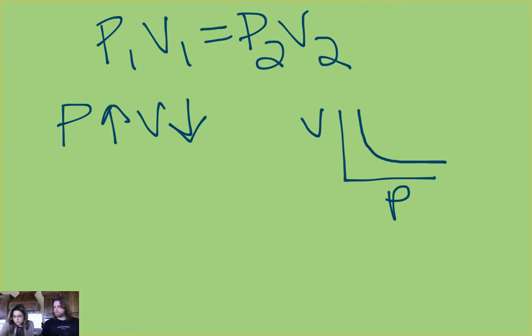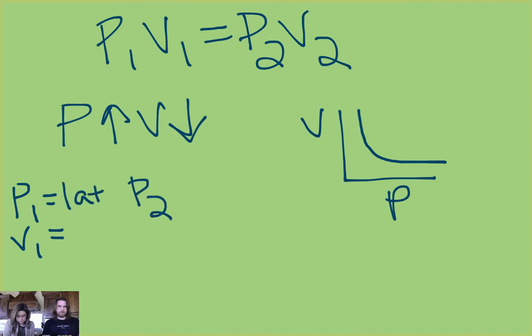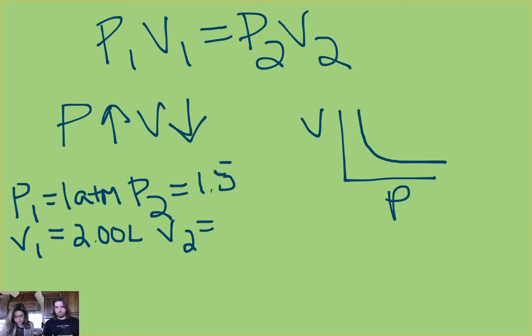All right, let's do a practice problem. Let's say we've got a pressure of 1 atmosphere of any gas, at a volume of 2 liters. Let's say I increase that pressure to 1.5 atmospheres. What would that do to the volume? Basically, we just want to see what happens to the volume if we increase the pressure. Pretty easy, right? Let's plug all our numbers in.